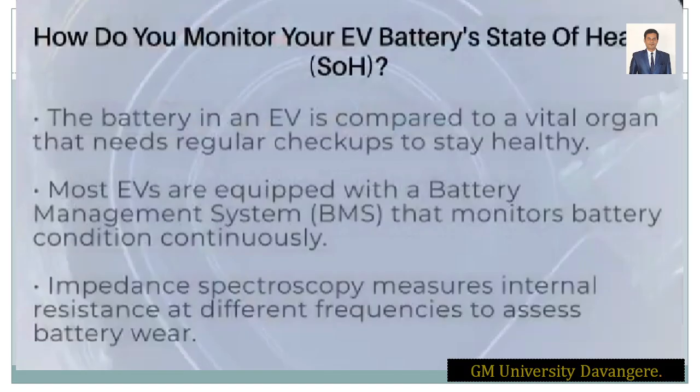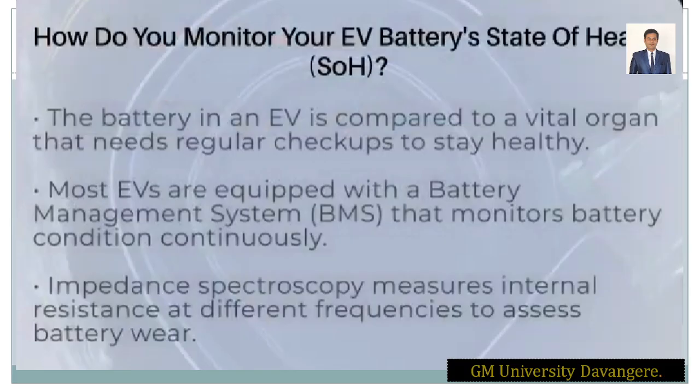Most EVs are equipped with a battery management system. Nowadays most vehicles, whether four wheelers or two wheelers, may have BMS techniques that monitor your battery conditions continuously. So in EVs we have to monitor various parameters such as current, voltage, and temperature continuously. If you take this data into the cloud and analyze it with machine learning, you will understand the various factors. That's why you have to monitor your electric vehicle batteries.